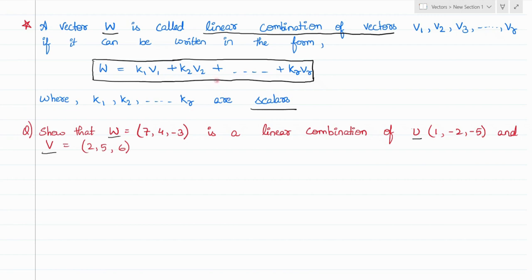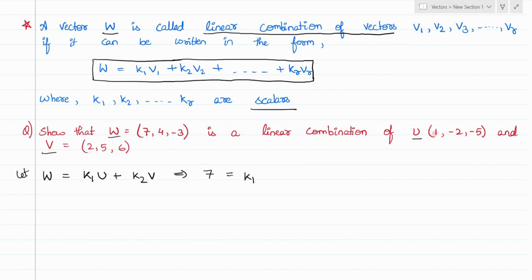Show that W is a linear combination of two vectors, that is u and v. So according to the linear combination of vectors, according to the question, we can write W as, let W be nothing but k1 times the u vector plus k2 times the v vector. So just substitute the values over here. You will get 7 is equal to k1 times of u.